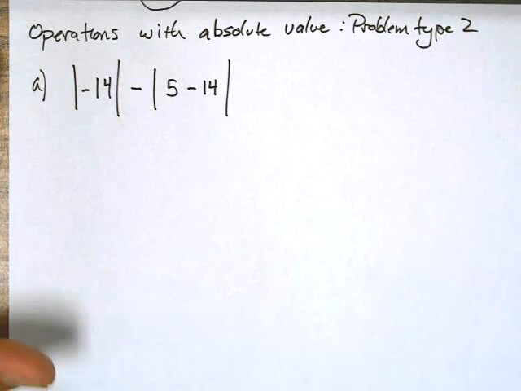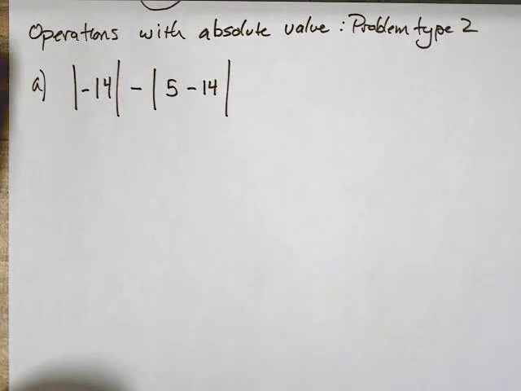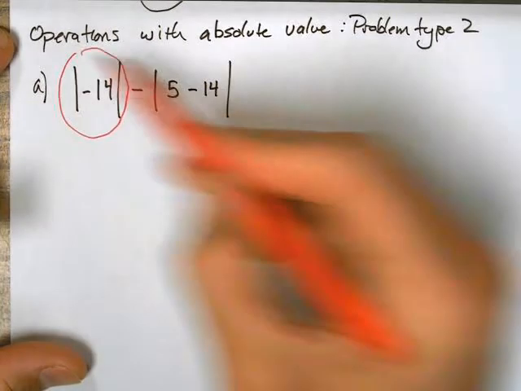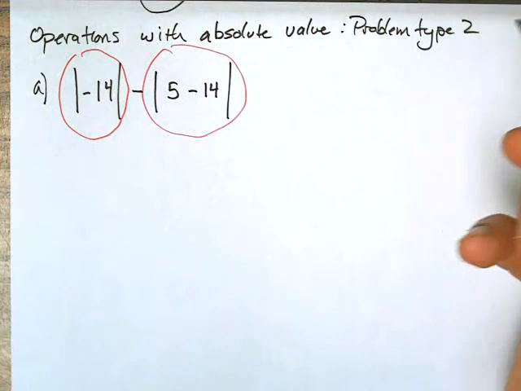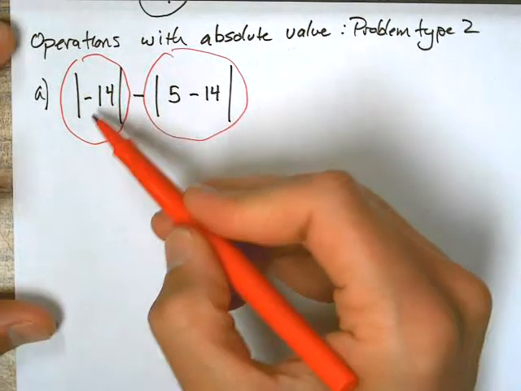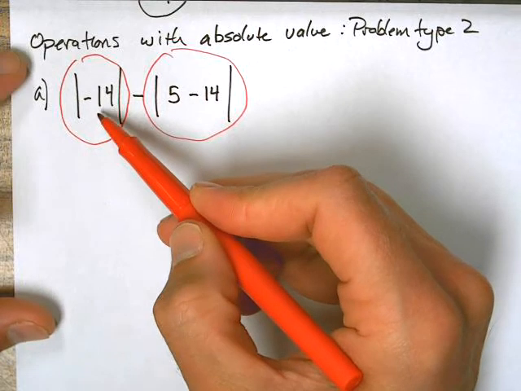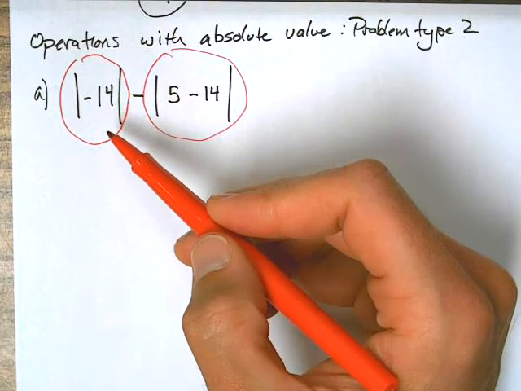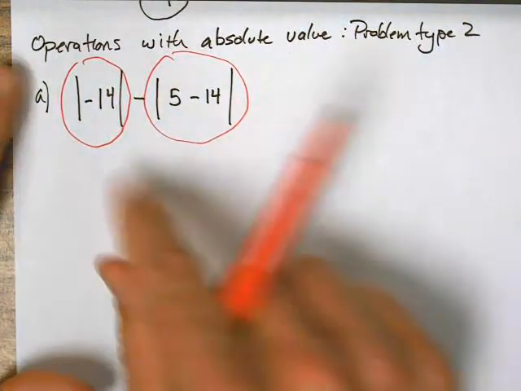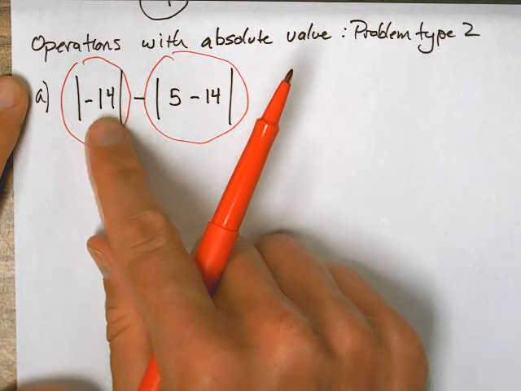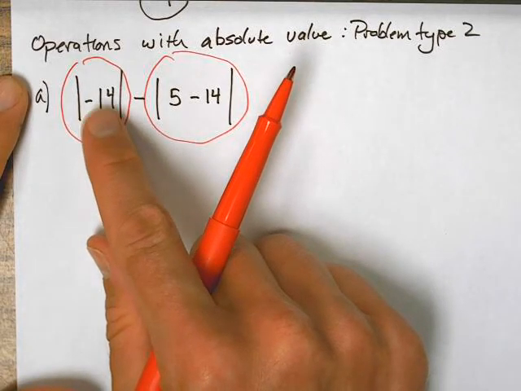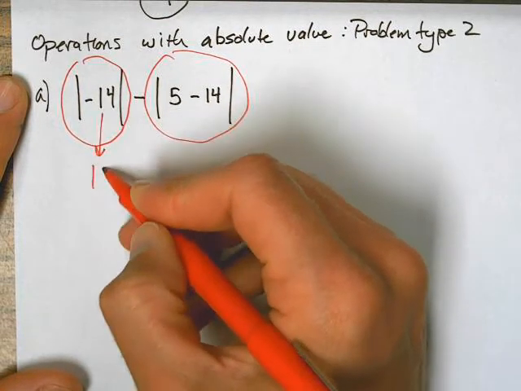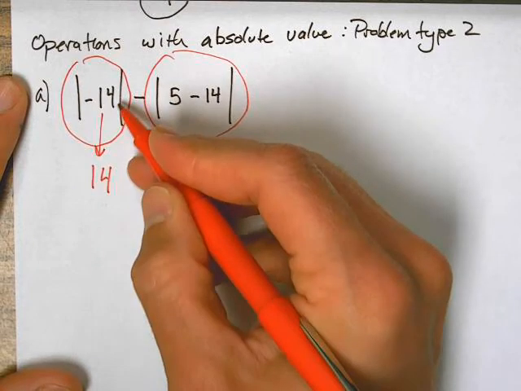Okay, so this is one type of problem they may give you. What I would do if I were you is, first, simplify inside the absolute values first, just as though they were parentheses. Here you can't simplify the number negative 14, but you definitely could take the absolute value of negative 14, which is just how far away negative 14 is from 0 on a number line. It's 14 units. So the absolute value of negative 14 is positive 14.